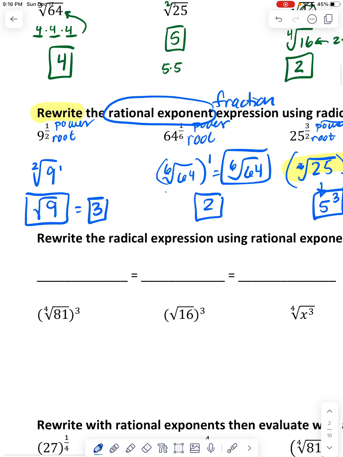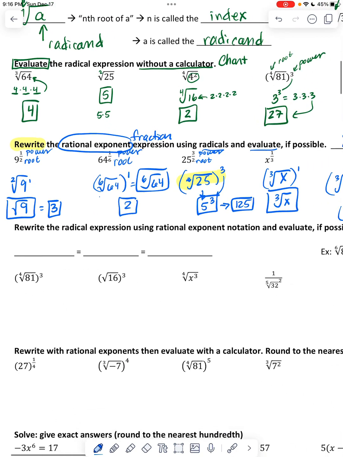So fraction powers really aren't fractiony. They're just two things and are telling you to find them kind of in a different order.